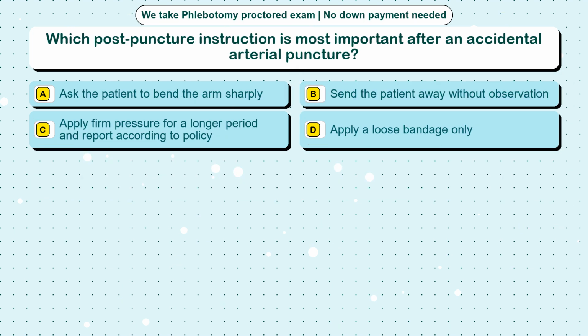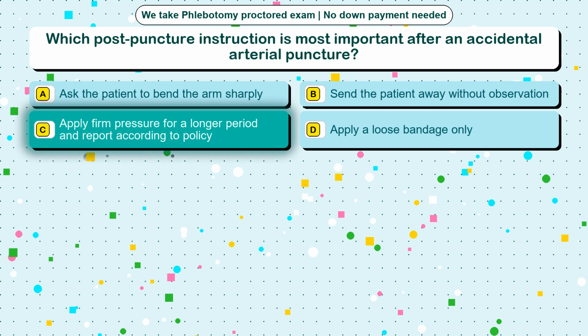Question 68. Which post-puncture instruction is most important after an accidental arterial puncture? Option A, ask the patient to bend the arm sharply. Option B, send the patient away without observation. Option C, apply firm pressure for a longer period and report according to policy. Option D, apply a loose bandage only. The correct answer is option C, apply firm pressure for a longer period and report according to policy.